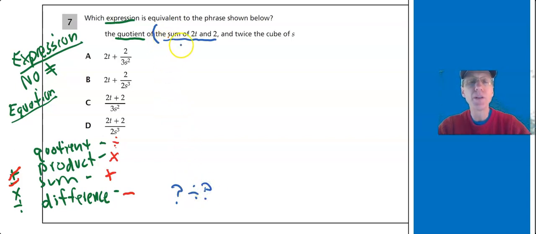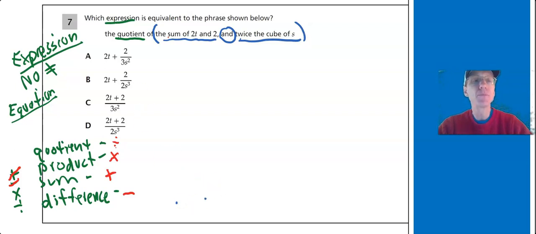So here's the first one, this first part, and twice the cube of s. So here are our 2 parts. We're going to take this part divided by this part because it says quotient of. So see if you see that. Does that make sense? You've got two big parts there. Okay, now all we've got to do is just crack the code. Just crack the code. Here we go.